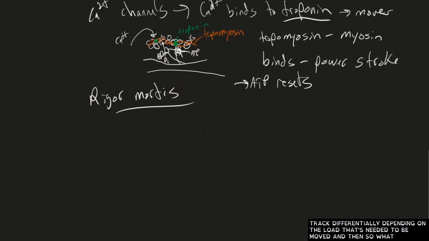So what determines how strong a muscle is? The main factor that determines the power of a muscle is the number of muscle fibers available for contraction. So, the number of muscle fibers available for contraction.